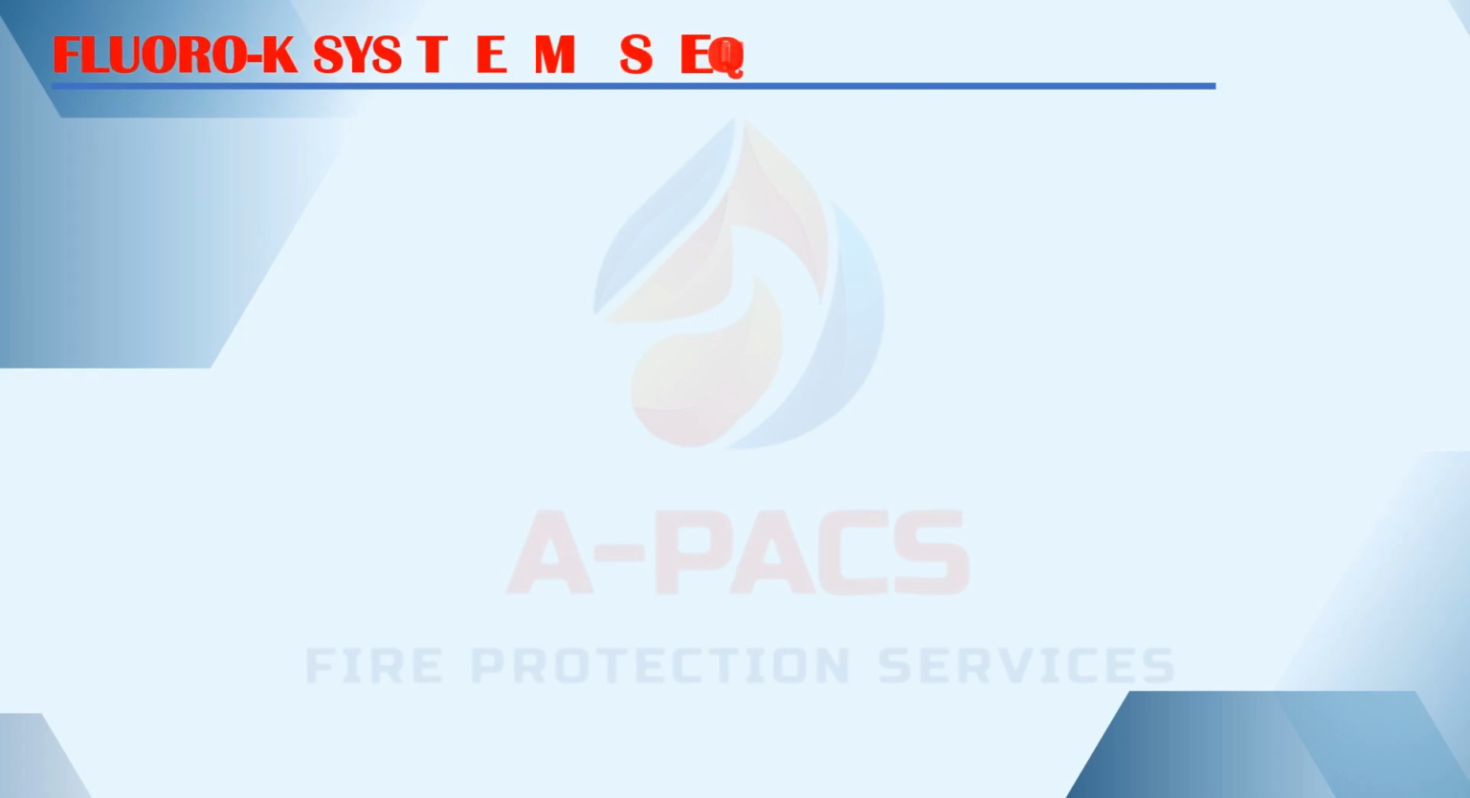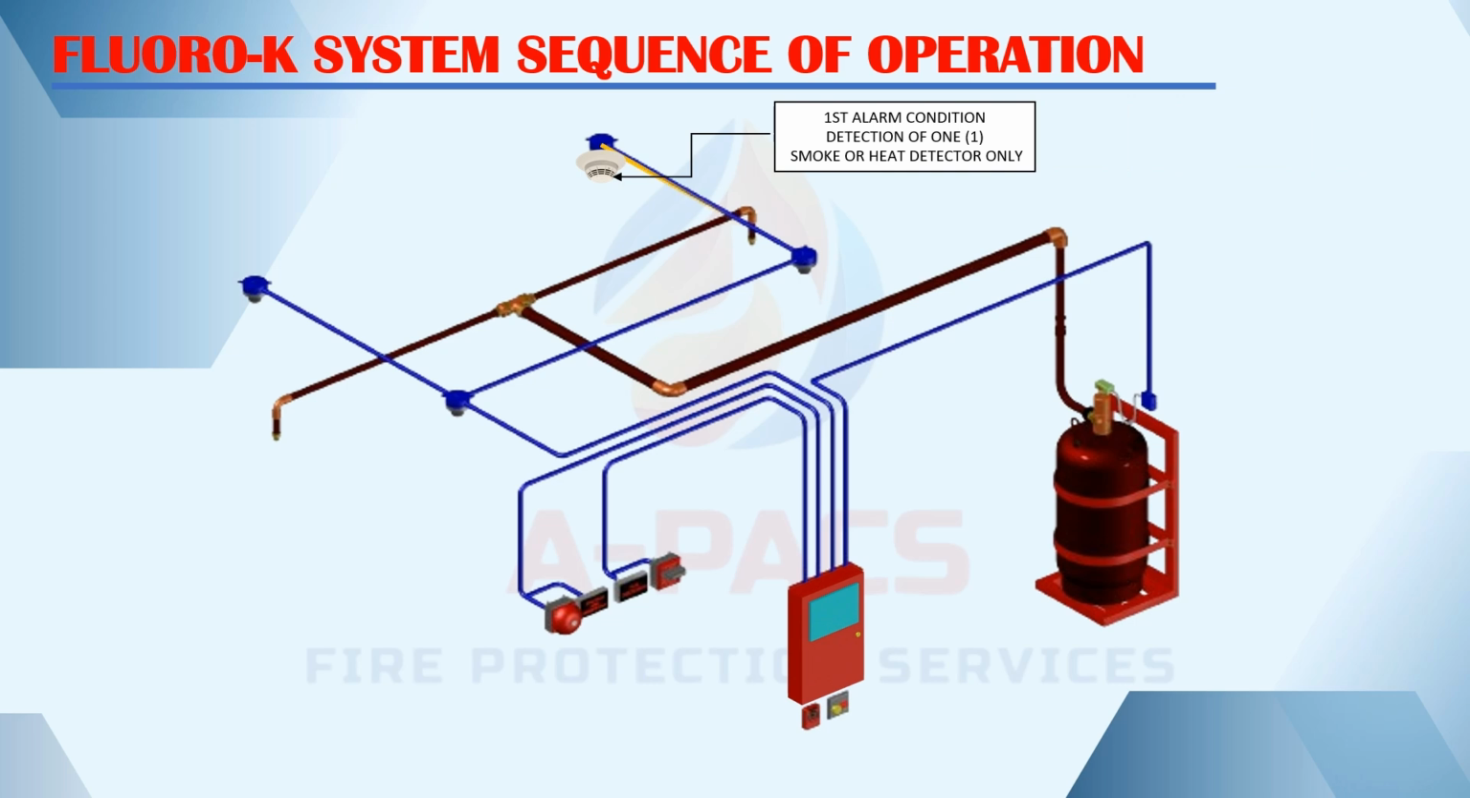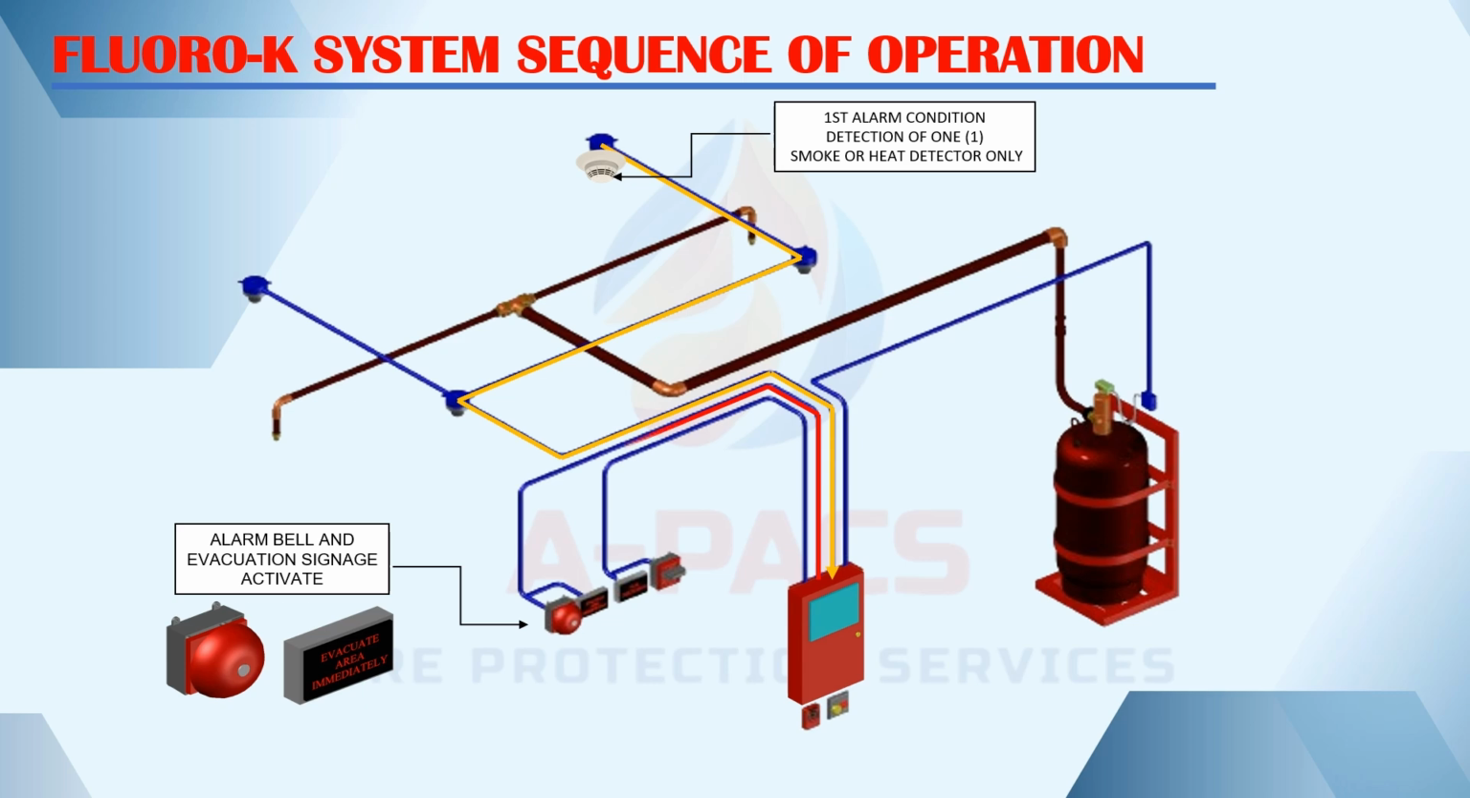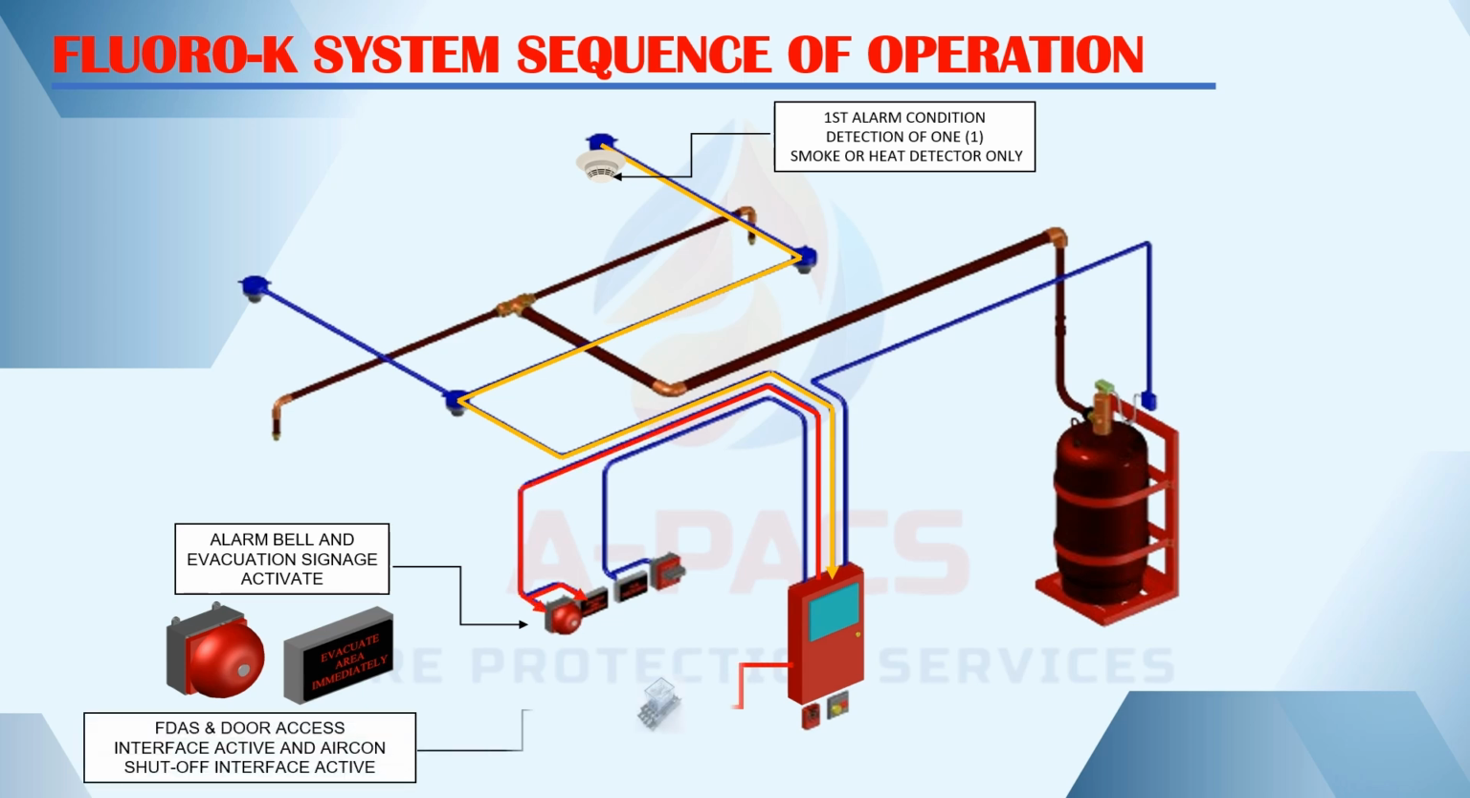The Fluoro-K system sequence of operation. During first alarm condition, it's either a smoke or heat detector. Only one of the detectors throws a signal to the control panel to activate the first alarm condition. The alarm bell and evacuation signage will activate during first alarm condition. And if the system has an interface with FDAS and door access, it will also activate.